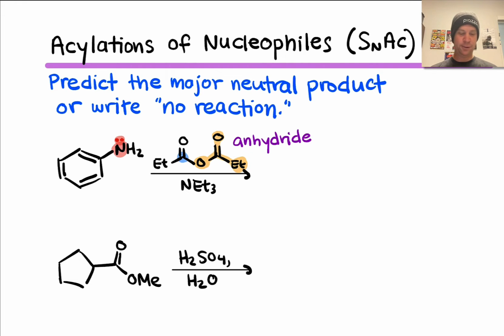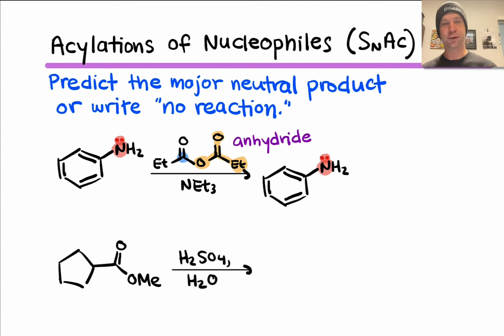So keeping in mind here that the mechanism is addition-elimination. It's not SN2 or SN1. That's why we use this SNAc label to basically stand for addition followed by elimination. We can kind of do the typical nucleophilic substitution dance where we lose a proton from the nucleophilic nitrogen, and that's going to leave us with one H remaining on that nitrogen, and we're going to add the electrophile there.